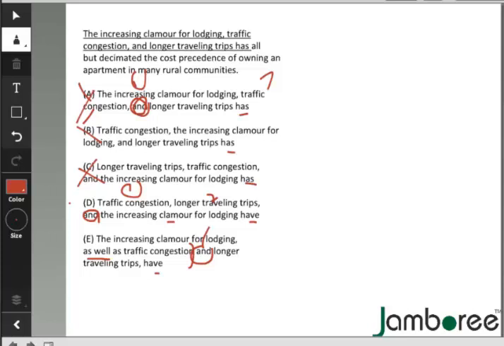It seems that increasing clamor for lodging and traffic congestion, which is a problematic thing. Let's say you don't know the meaning of the word clamor. It can either be a positive thing or a negative thing. Let's say it's a positive thing. Anytime it's a positive thing, I always replace it with love. The increasing love for lodging and traffic congestion does not make sense. Who would love traffic congestion? Or clamor can be a negative thing, so let me replace it with hate. The increasing hate for lodging and traffic congestion, well, why will you hate lodging?